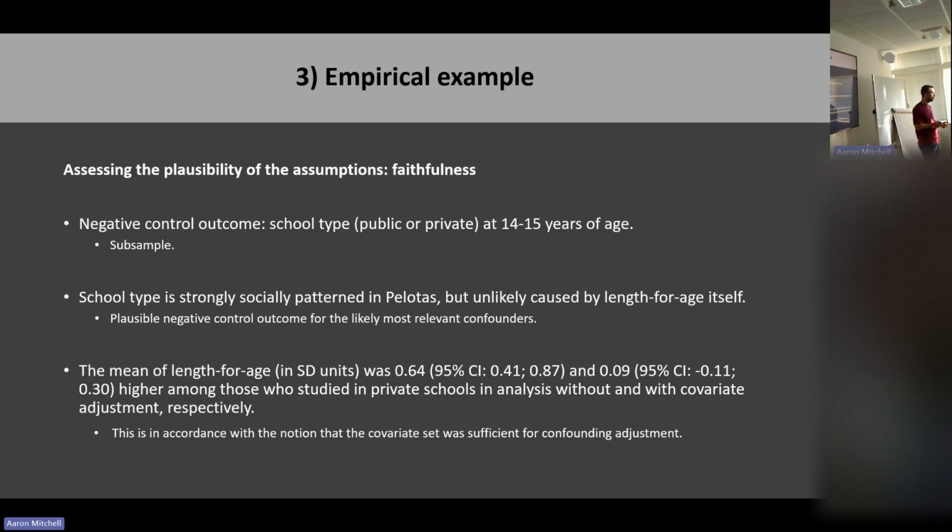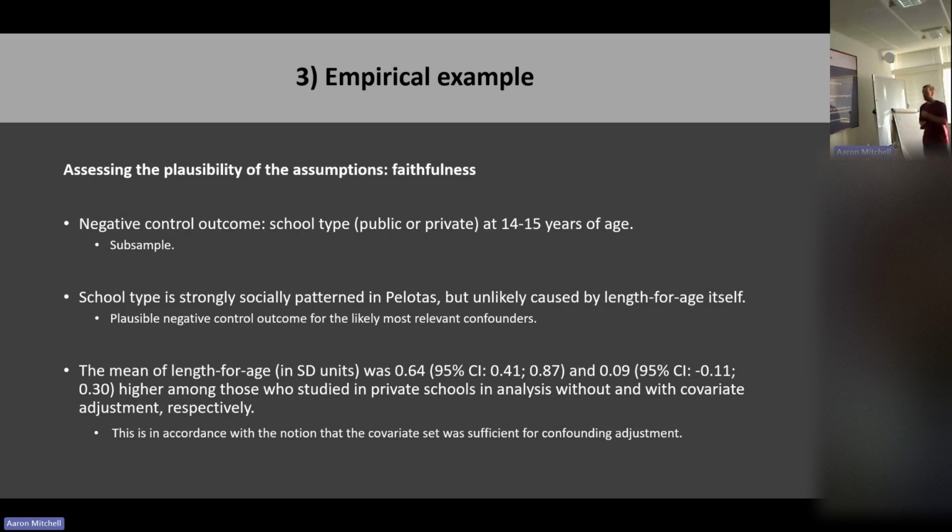The poorer population in general goes to public schools, and the welfare population generally goes to private schools. So that means that the negative control outcome is strongly socially patterned, like our treatment and like our outcome. But it is unlikely that length for age itself influences the negative control outcome. So this is a plausible negative control for the likely most relevant confounders, which are those related to socioeconomic position.